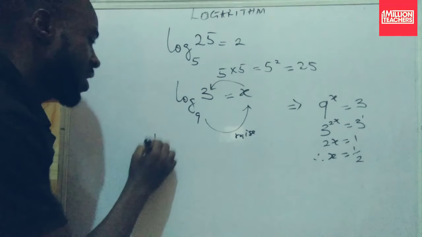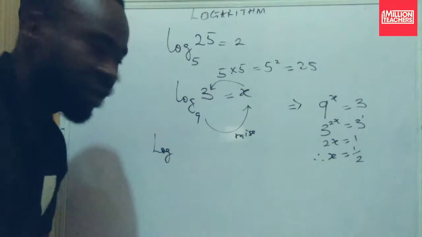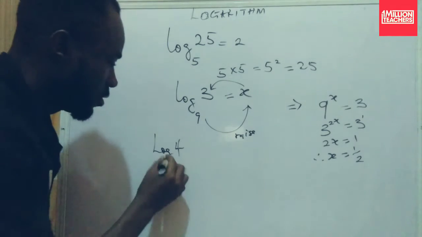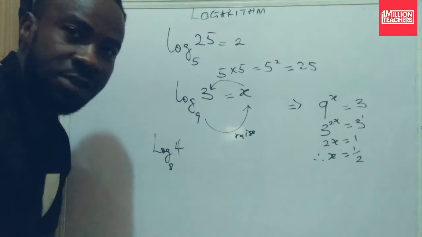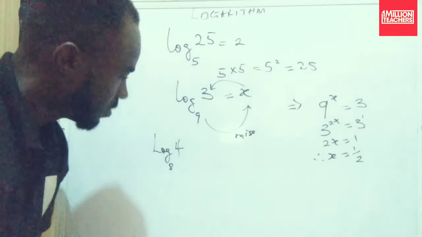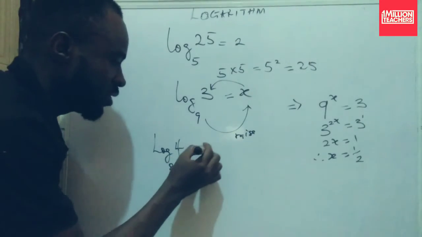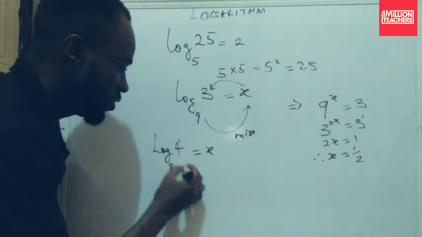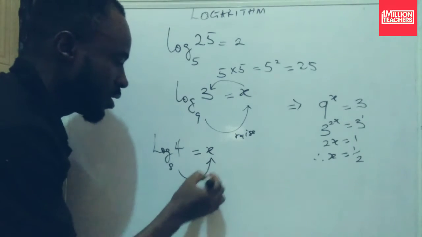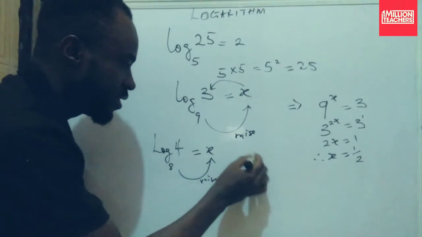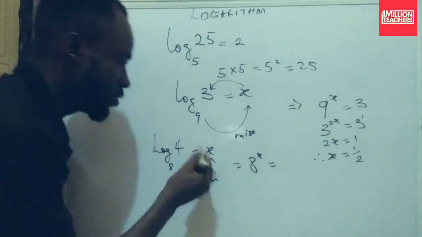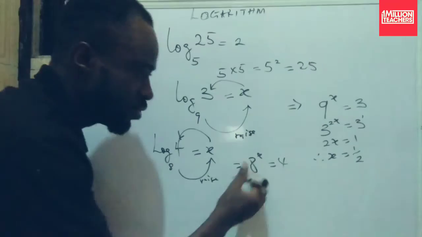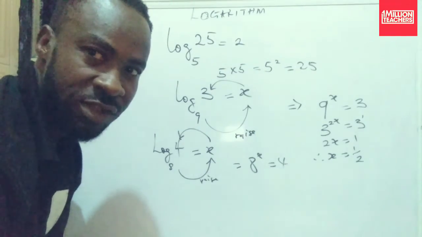So let's assume you're asked to evaluate logarithm of 4 to base 8. Now, I said all we have to do is to equate this. We say equate it to x, and then the next thing we have to do is to move this way, and this means 8 raised to x equals, you move this way, equals 4. So our next thing to do, we now solve using our knowledge of indices.